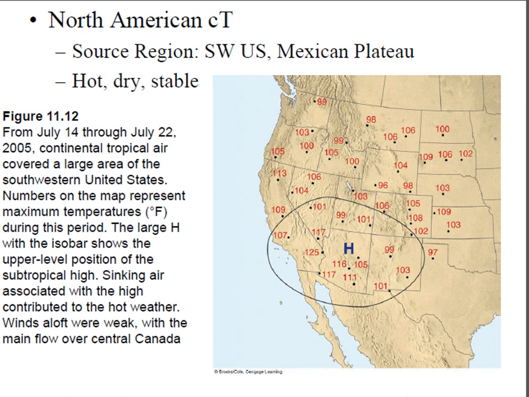And you'll look at some of these maximum temperatures and see they were extremely high. 113 degrees Fahrenheit in Redding, 105 in Medford, 109 in Fresno, 125 in Needles, California, 117 in Vegas. Basically the western half of the country experienced temperatures of if not 100 plus, upper 90s, even in northeastern Washington and northern Montana.